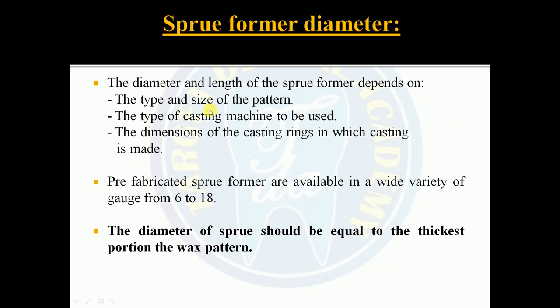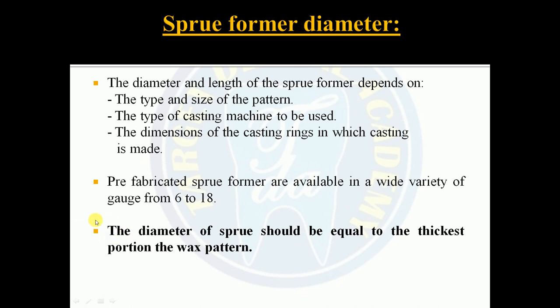Coming on to the sprue former diameter, the diameter and the length of the sprue former depends upon the size and the type of the pattern and the type of the casting machine which you are using, and the dimension of the casting ring in which the casting has to be done. Prefabricated sprue formers are available in a wide variety of gauge, which ranges from 6 to 18. The diameter of the sprue should be equal to the thickness of the wax portion of the pattern.